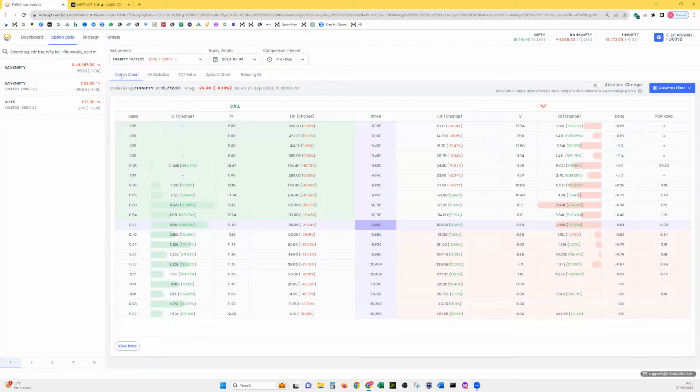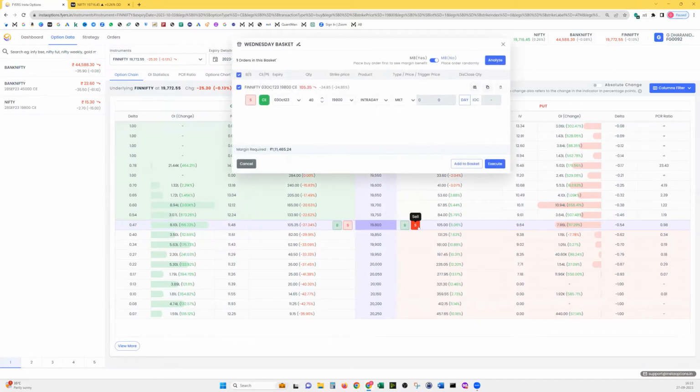So first, let me take you to the option chart. This is the normal one, like what all brokers provide. But here we have one added advantage: we can directly click on it. I personally plan to sell both the call and put of 19800, so I'm going to sell over here, and I'm going to sell over here. So I have added 2 legs.